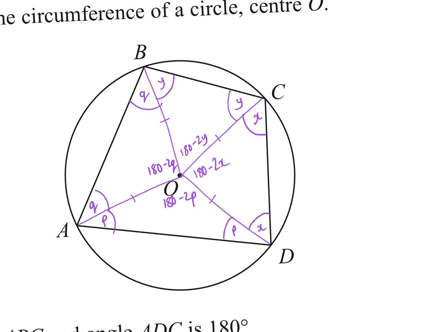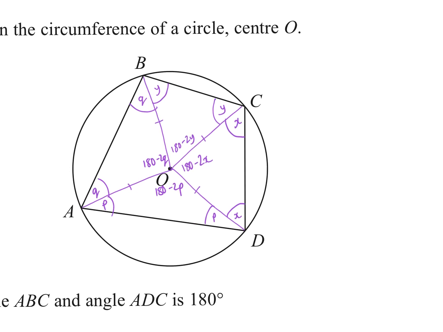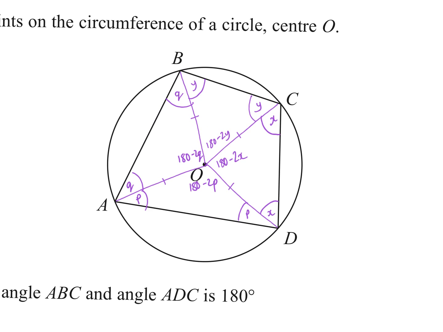And then what you can see is, if you look at the angles that we wanted, and we wanted to show that ABC and ADC are 180, well, what have we got? Well, we've got Q plus Y for here, plus P plus X. Now, we've got to show that's 180.